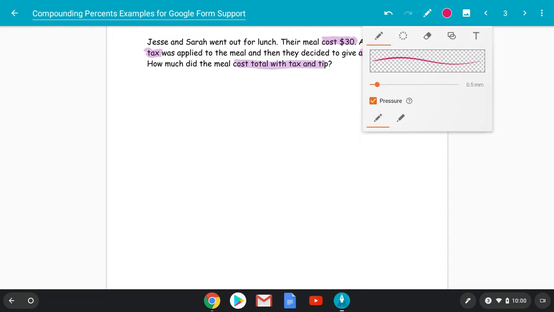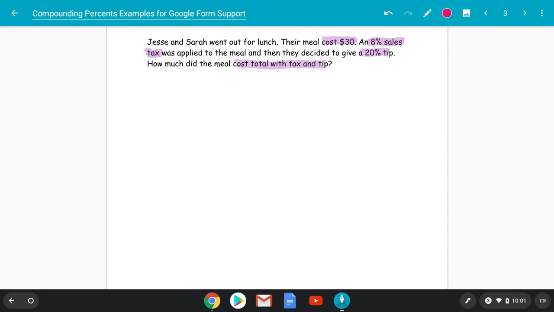So we're seeing that we're going to apply the tax and then we're going to apply the tip. And we know that that's the order we're going to go in because it says that there was a sales tax applied, then they decided to give the 20% tip. So the first thing that we're going to go through is we're going to find the tax.